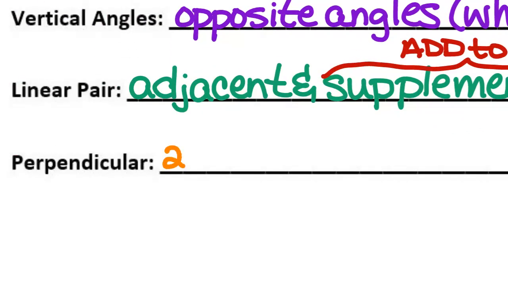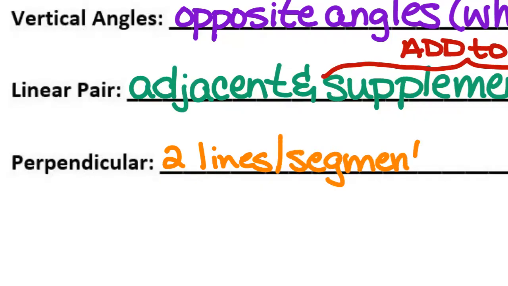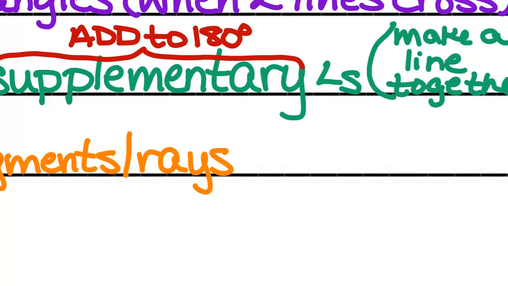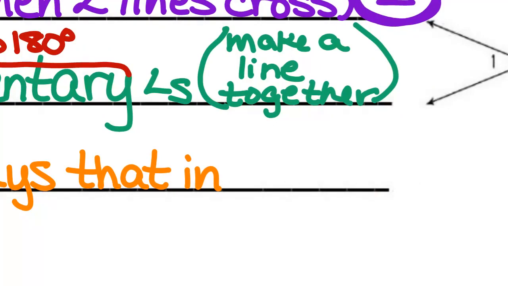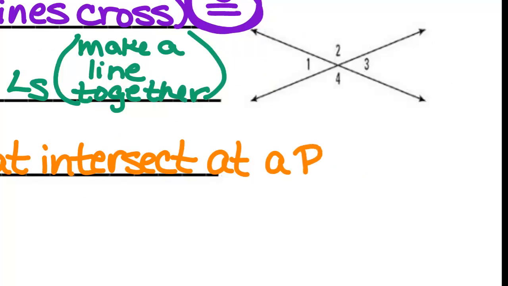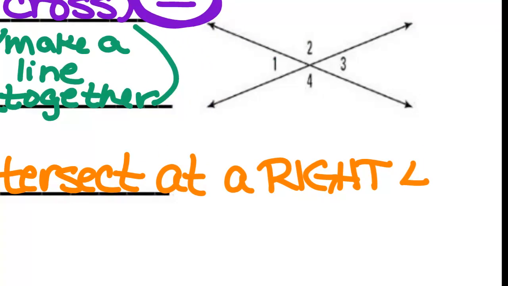Perpendicular is two lines or segments or rays that intersect at a right angle. So 90 degrees.